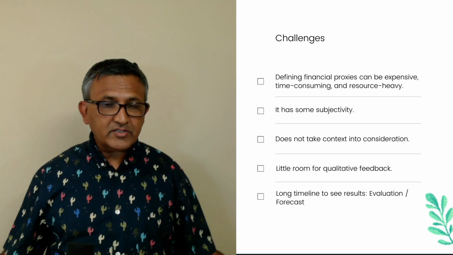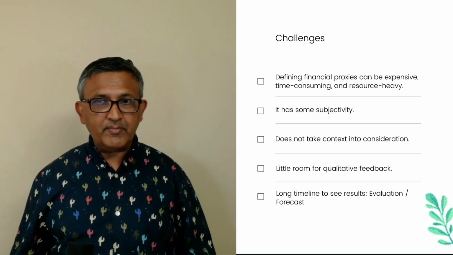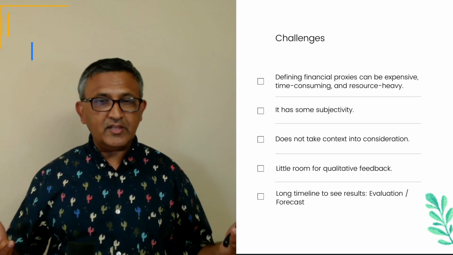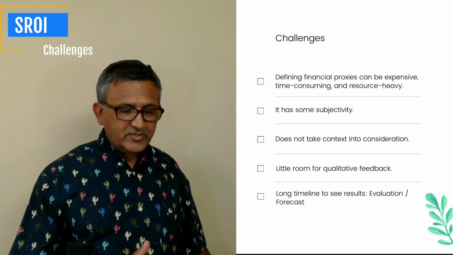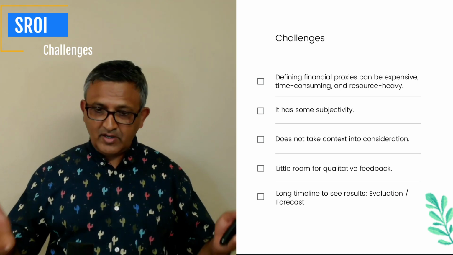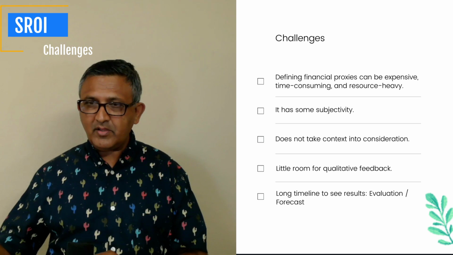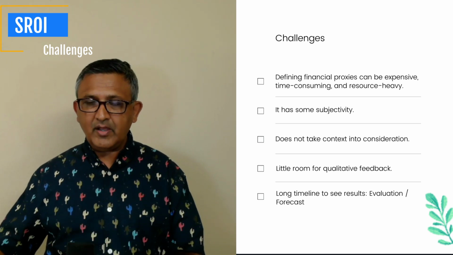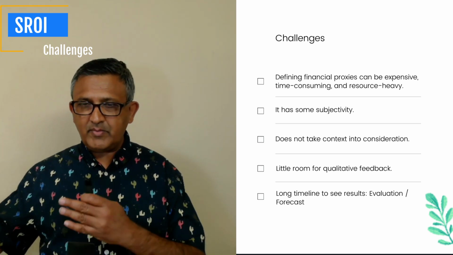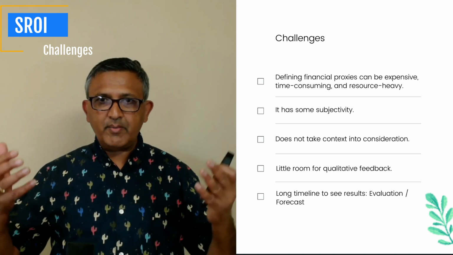So here are the challenges. One is that defining the financial proxy can be expensive. In order to design the SROI, a financial proxy is important. So for example, if volunteers are part of the process, then you define the number of volunteer hours multiplied by the dollar they would have really spent on that, or basically their salaries essentially, and that would become a financial proxy.